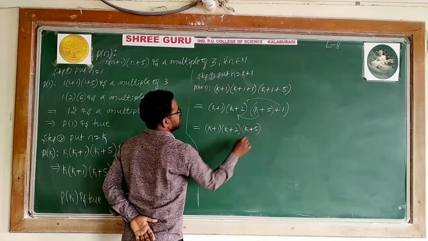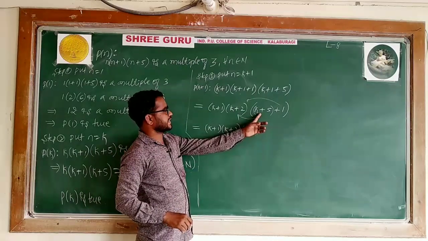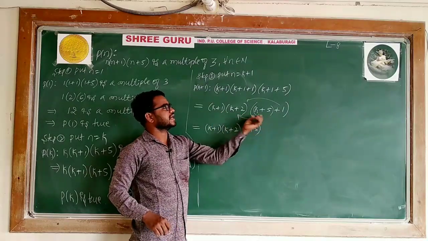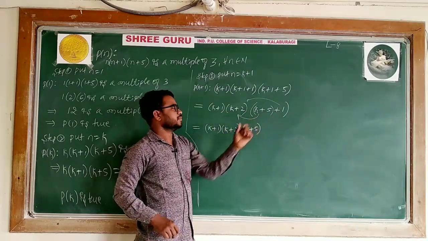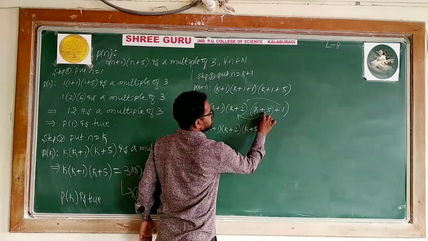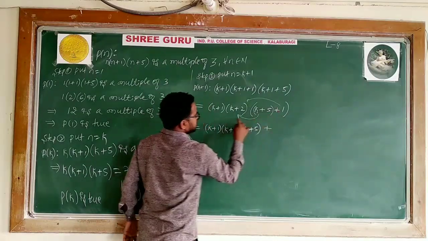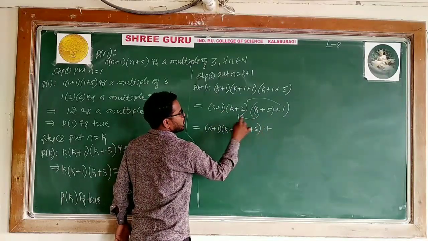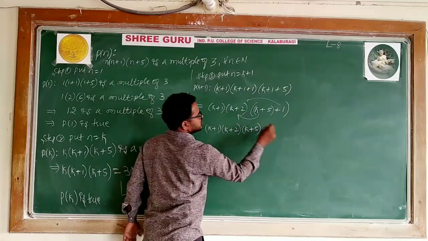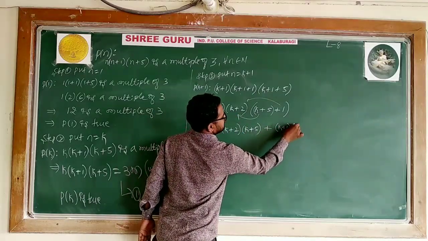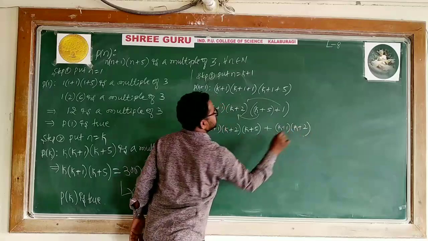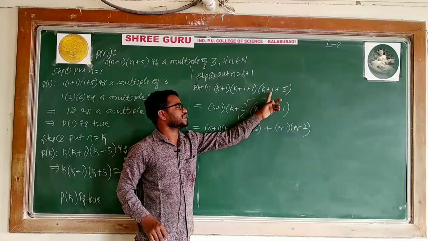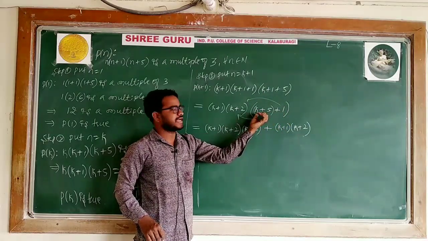Listen here, what I am doing: I am multiplying this bracket with these two. These two brackets are multiplying with this bracket, and these two are multiplying with 1. Means plus in between. K plus 1, k plus 2 into bracket k plus 5, plus 1 into k plus 1, k plus 2. Understand? I wrote k plus 5 as one group, plus 1 I kept here.